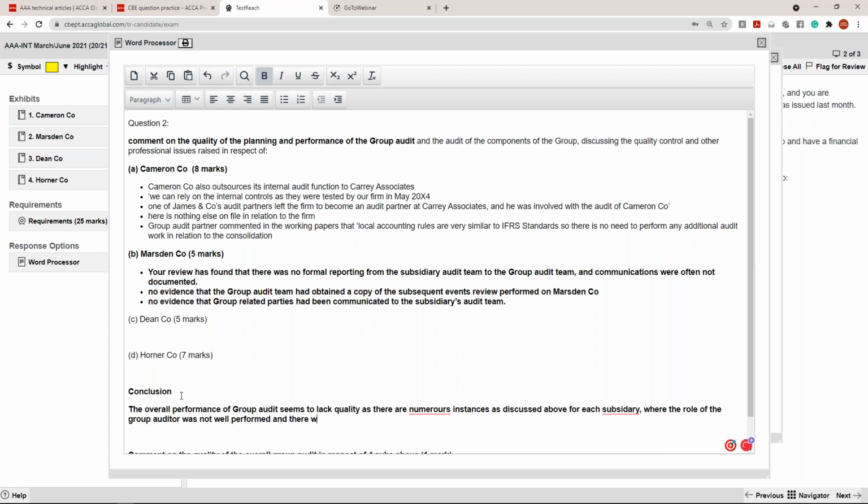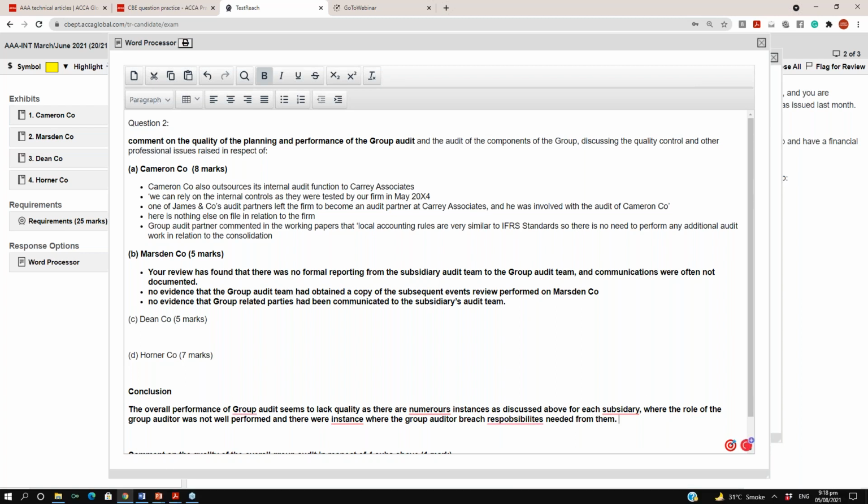and there were instances where the group auditor breached the responsibilities expected from them. Full stop. See, this is a conclusion.